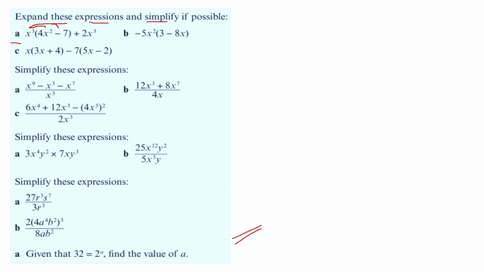X cubed times 4x squared, that'll be 4x to the power of 5, because when I multiply x cubed by x squared using our index laws, we are going to add the powers because the base is the same, the base x. Then x cubed times minus 7 is minus 7 lots of x cubed, so minus 7x cubed. And then I'm going to tag on the plus 2x to the power of 5.